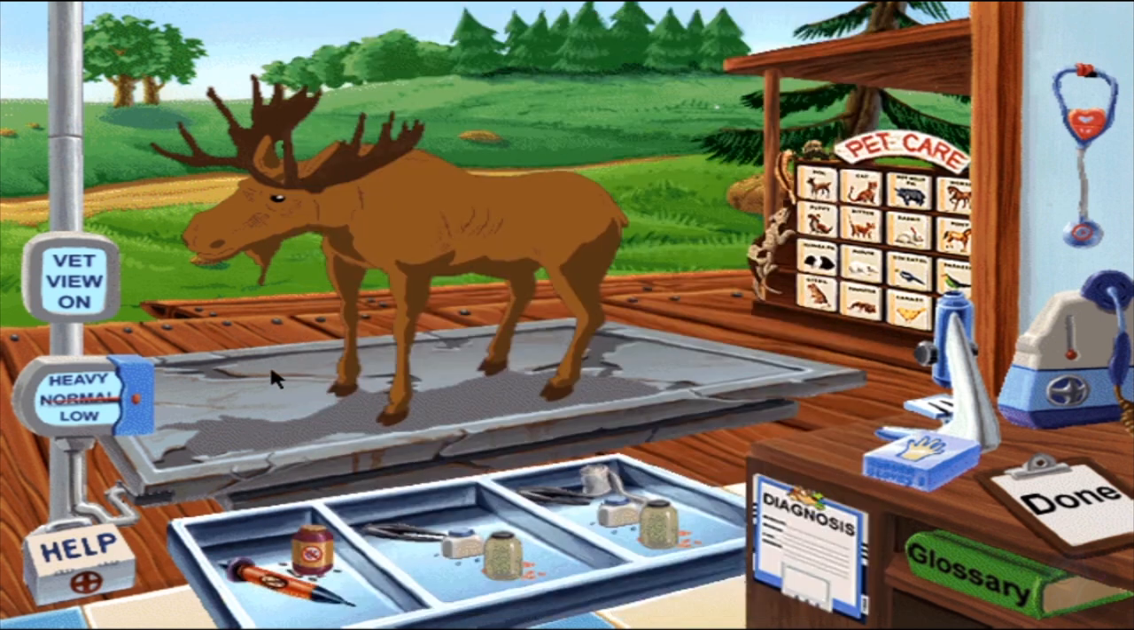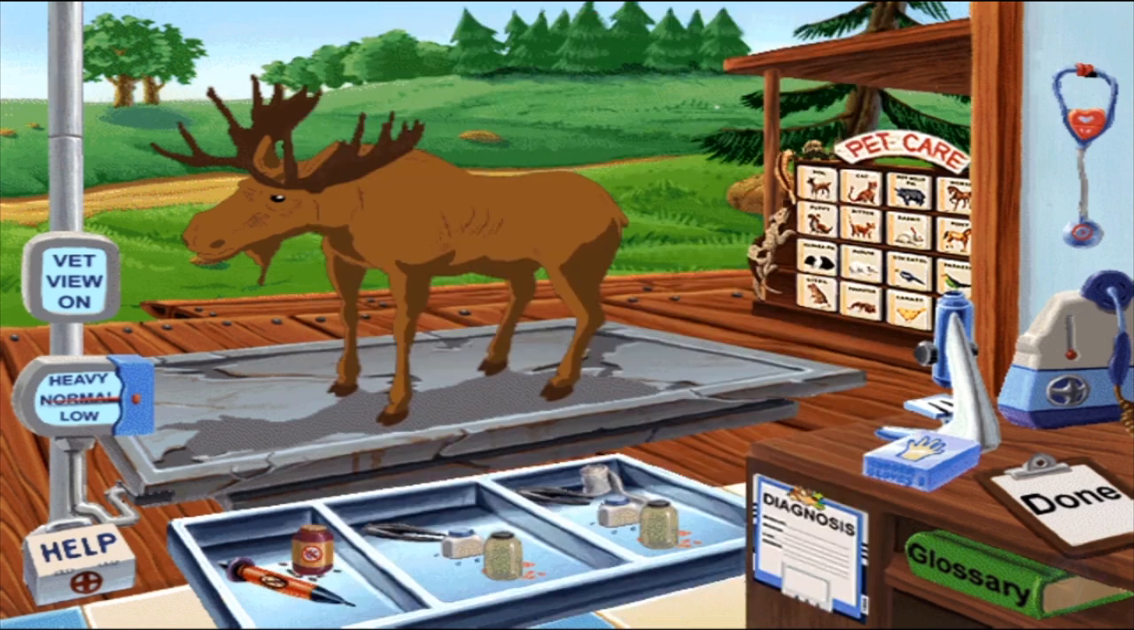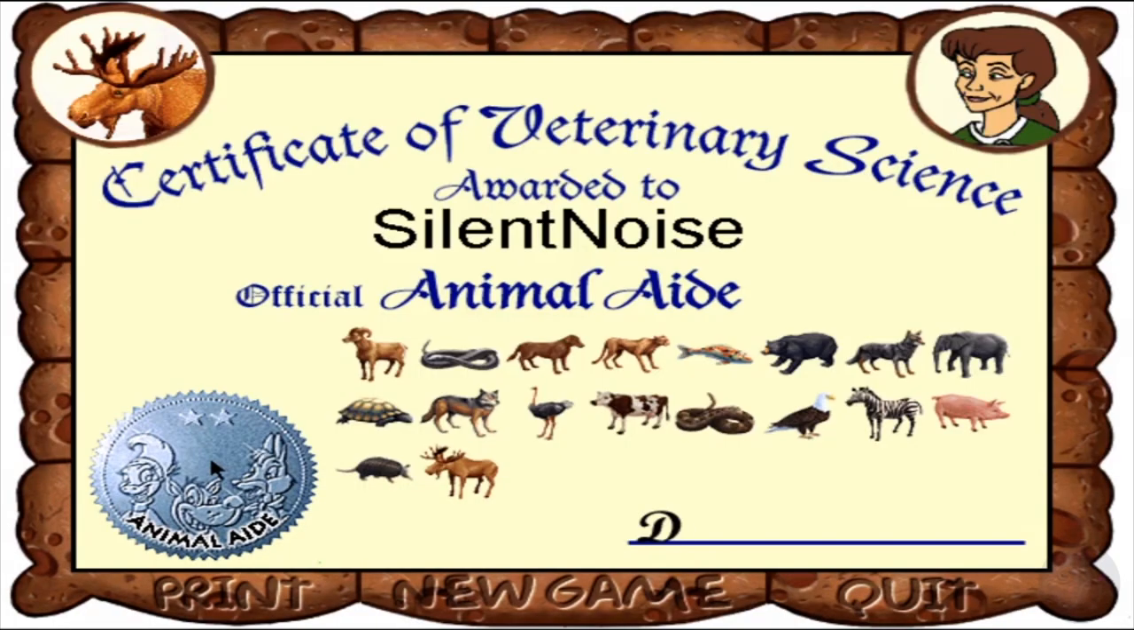Now that we know what the problem is, dewormer pills, high-quality food. Good choice. Dewormer pills will get rid of the moose's parasites, and the high-quality food will help the moose get its health back in order. The moose should come back in 2 weeks for a checkup. Nice work. Congratulations! You really earned this certificate.